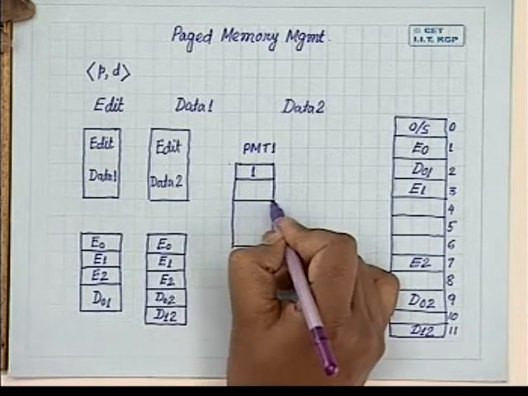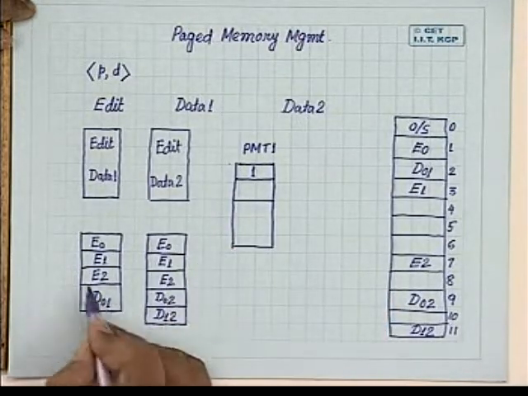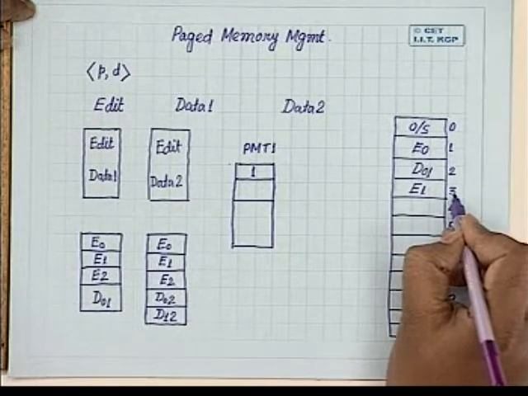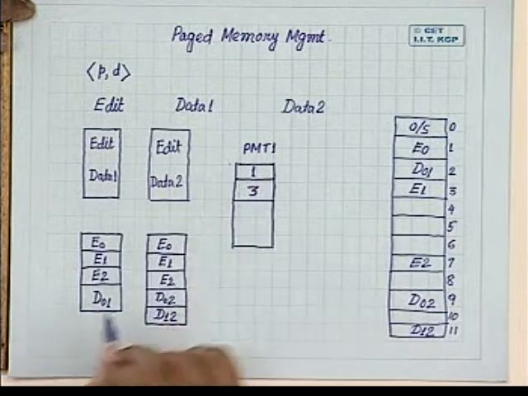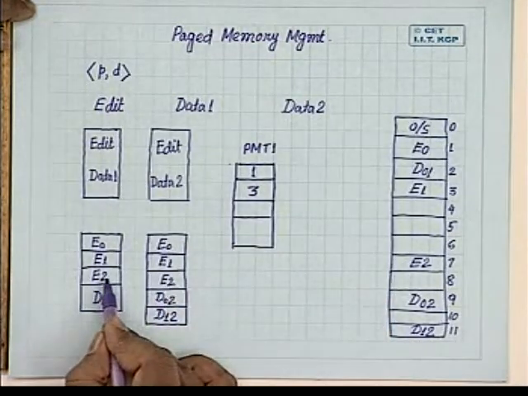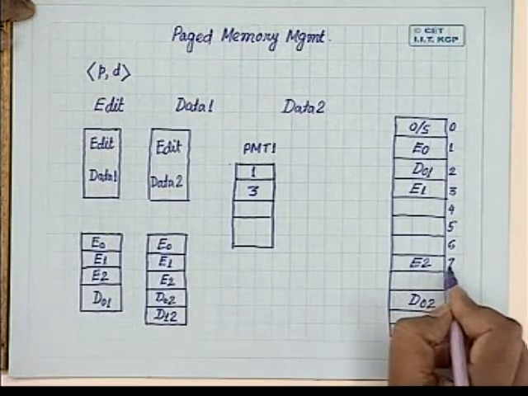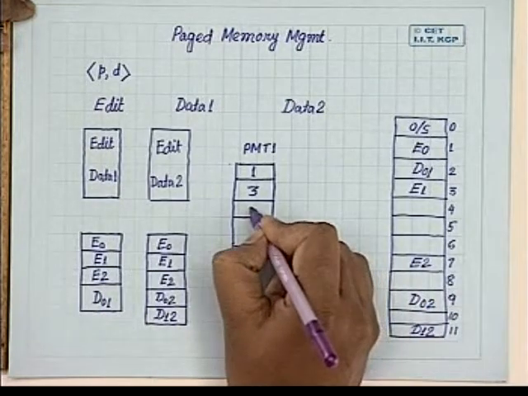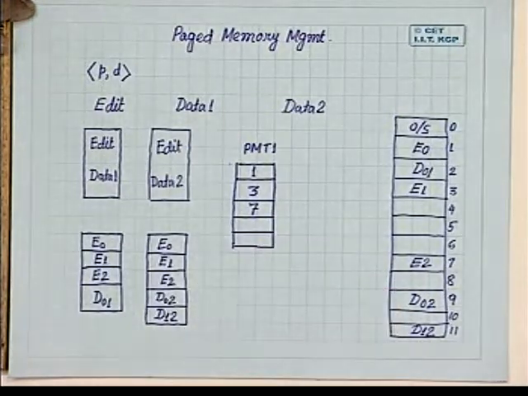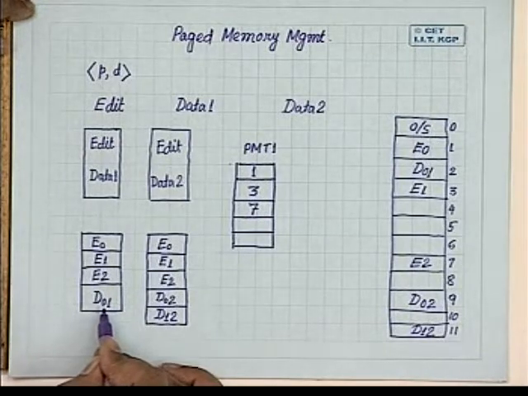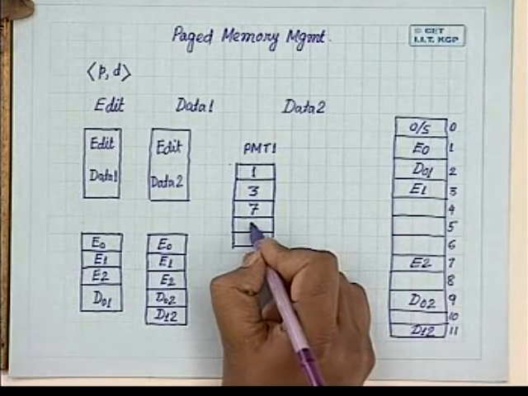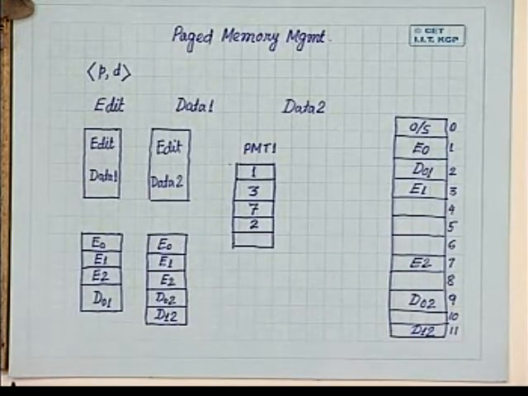The second entry will contain the frame number where E1 is loaded. So in this case, E1 is loaded in frame number 3. So the second entry will contain frame number 3. Similarly, the third entry will contain the frame number where E2 is loaded. E2 is loaded in frame number 7. So this entry will be frame number 7. Okay. Next entry will be the frame number where D01 is loaded. So D01 is loaded in frame number 2. So here the entry will be frame number 2.